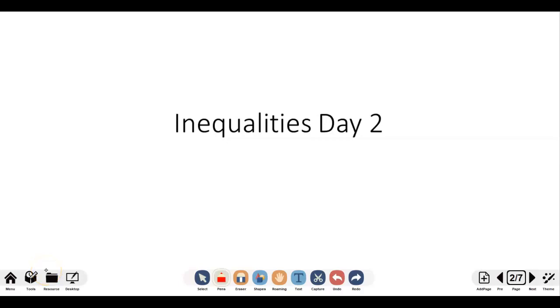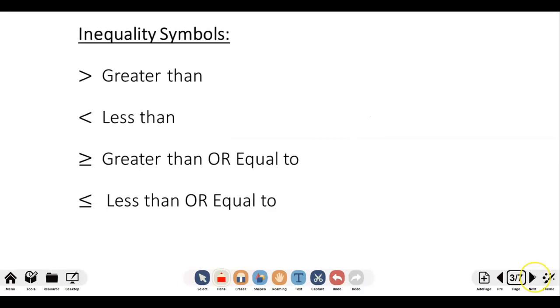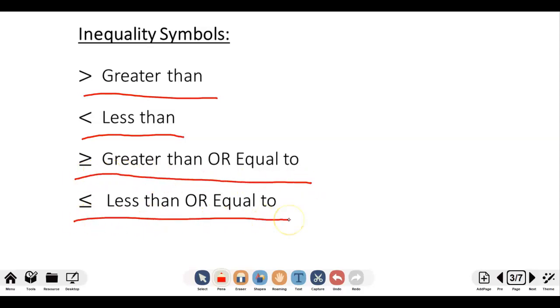Okay guys, we're looking at our second day of inequalities. So we talked about these yesterday. Remember, inequalities are greater than, less than, greater than or equal to, or less than or equal to. So remember, we can talk about these in terms of, are they possibly equal to, greater than, or less than or equal to? The symbols we use are going to tell us how we show the solutions on a number line.